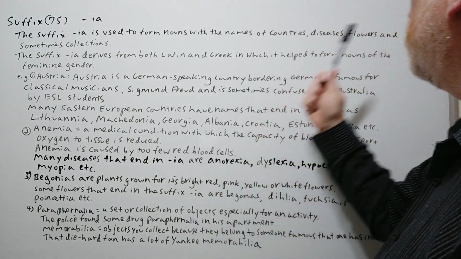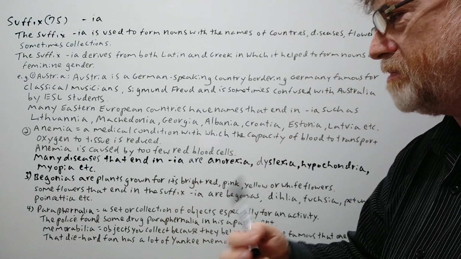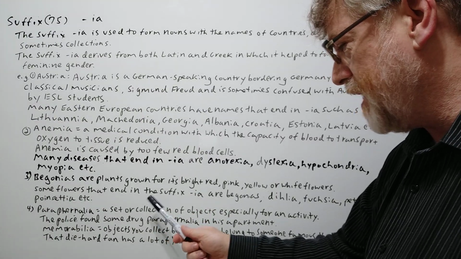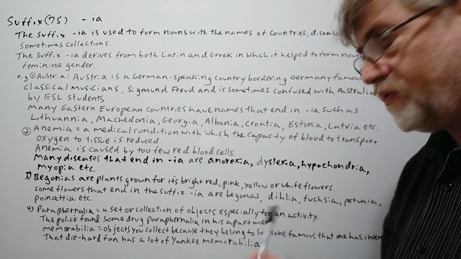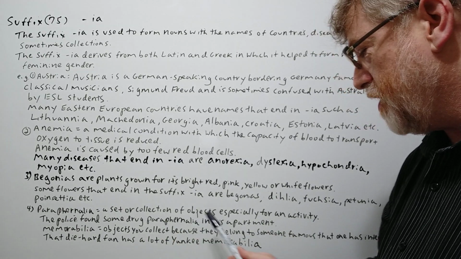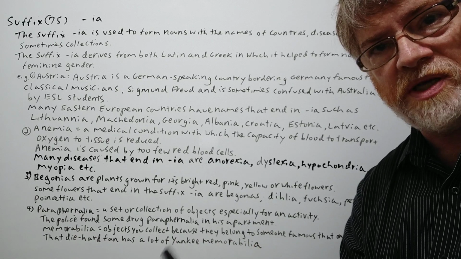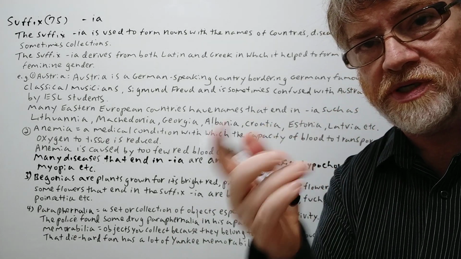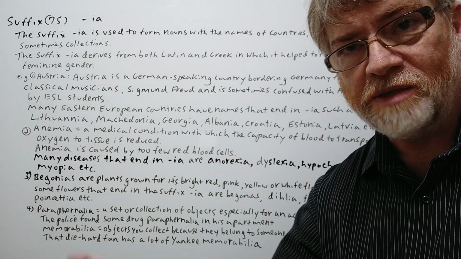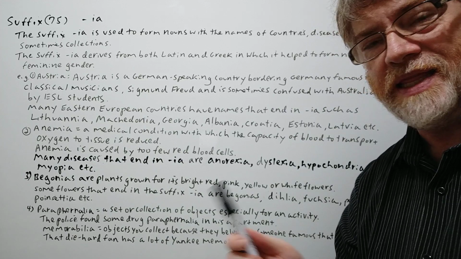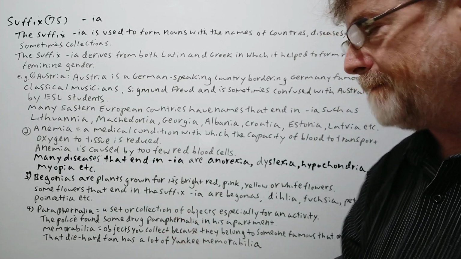Okay, let's continue. And number 4, this is the one to do with maybe some kind of collection that you put together. Paraphernalia, a set or collection of objects, especially for an activity, right? The police found some drug paraphernalia in his apartment. So this wouldn't be the drugs itself, but these might be things like pipes or something that you use to smoke drugs or do things with drugs, or needles or something like that. That would be the paraphernalia part.